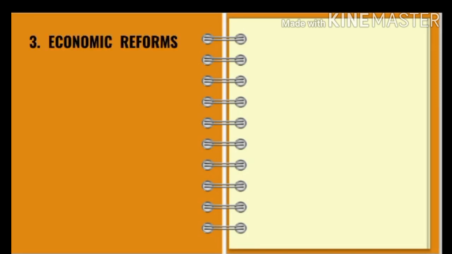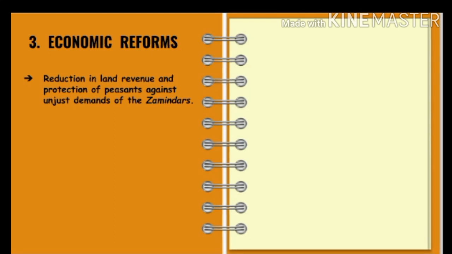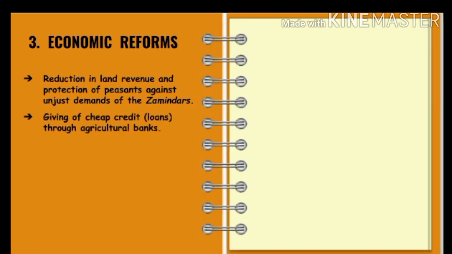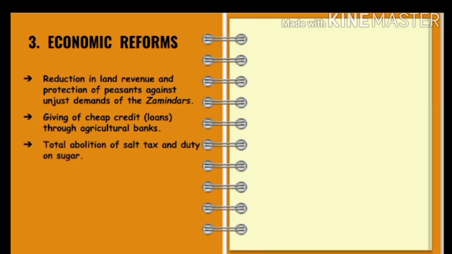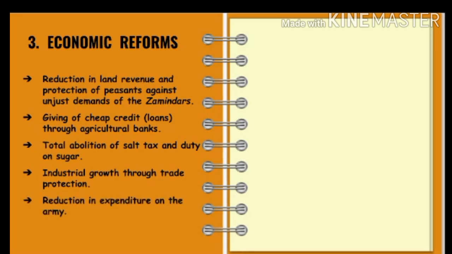Economic reforms. Under the economic reforms, the early nationalists demanded reduction in land revenue, protection of peasants against the unjust demands of the zamindars. They demanded cheap credit for the peasants through agricultural banks, total abolition of salt tax and duty on sugar. They also demanded that the heavy tax on imported goods should be reduced and that the government should make provisions of loans for the growth of iron, coal, paper and sugar industry.